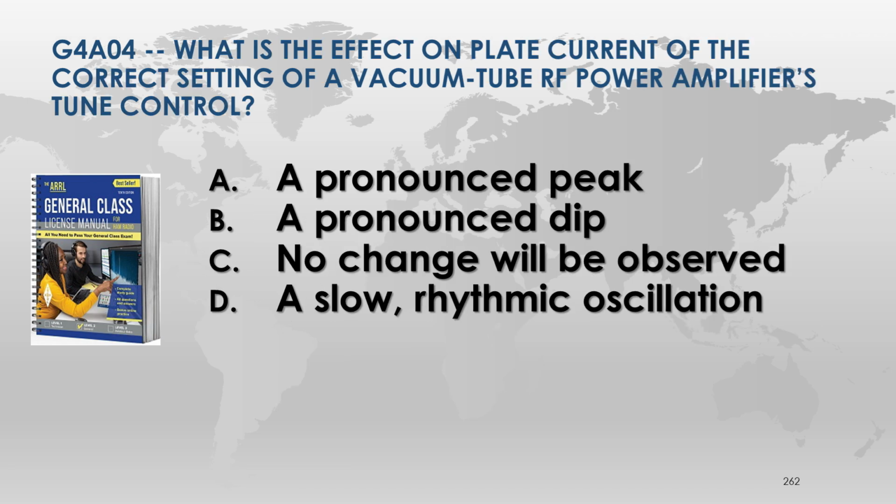What is the effect on plate current of the correct setting of a vacuum tube RF power amplifier's tune control? There's one word up there that gives you the answer. Alpha. That ain't the word. Pronounced dip is the correct setting for a vacuum tube power amplifier's tune. Pronounced dip. Yep. Okay, you got me on that.